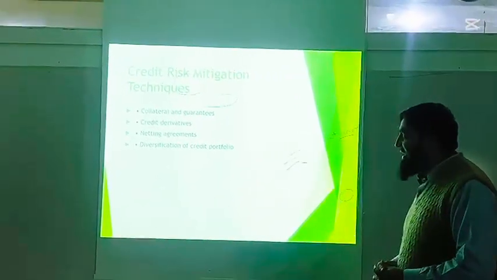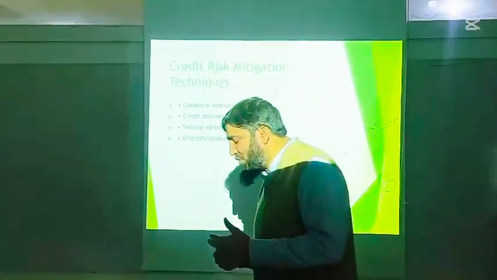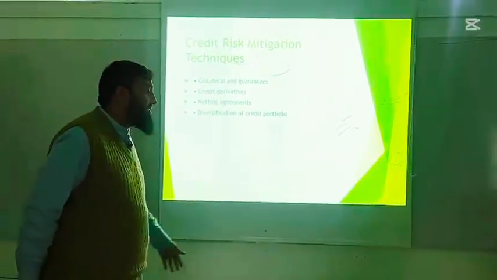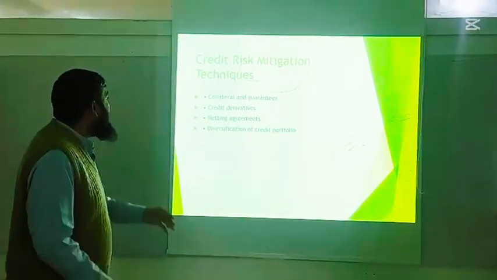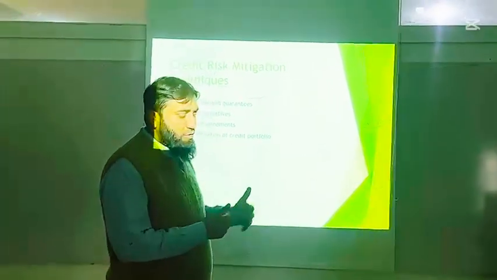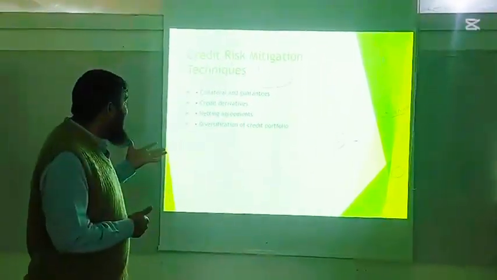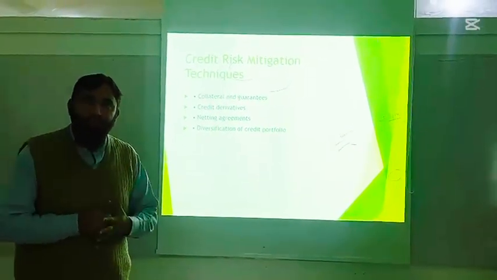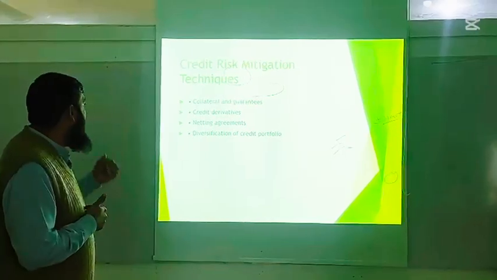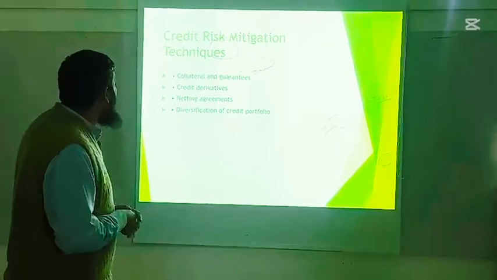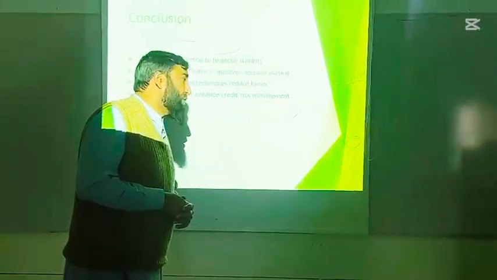Credit mitigation techniques. Previously we have discussed the estimation models. Let's come to how we mitigate credit risk. First one, collateral and guarantees. What kind of collateral are we taking in order to give credit? What are the guarantees, in terms of multinational companies, partnerships, and sole proprietors? Then credit derivatives, netting agreements, and diversification of the credit portfolio.